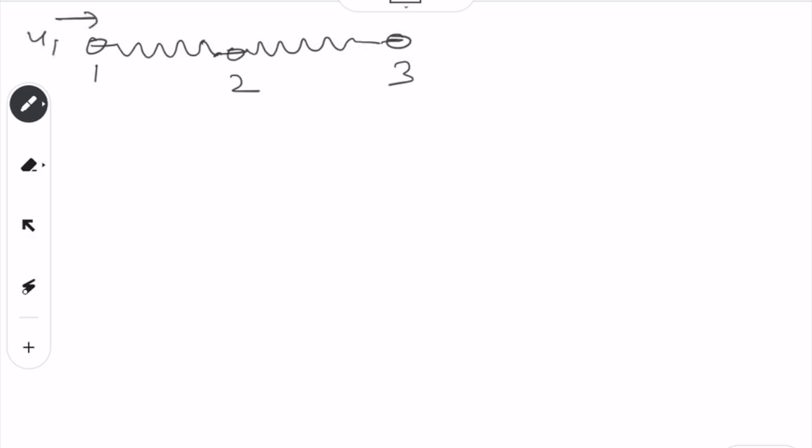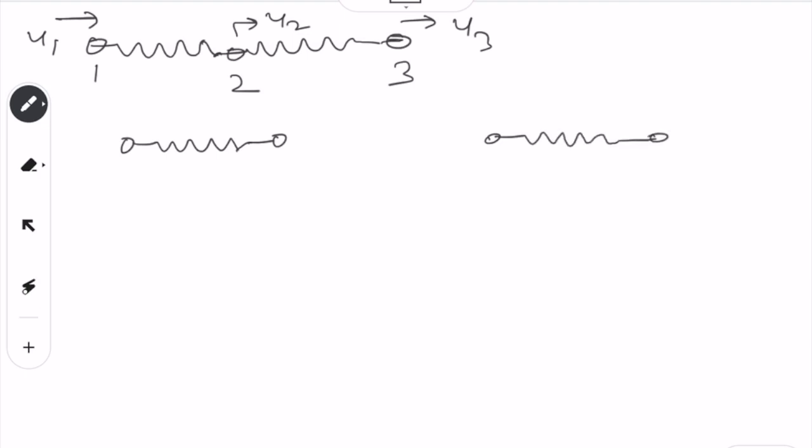U1 corresponds to node 1, then you have U2 corresponding to node 2 and then you have U3 which corresponds to node number 3. Okay. Now we can write the equation for the two springs separately and then we can combine them together. Let us see what happens.